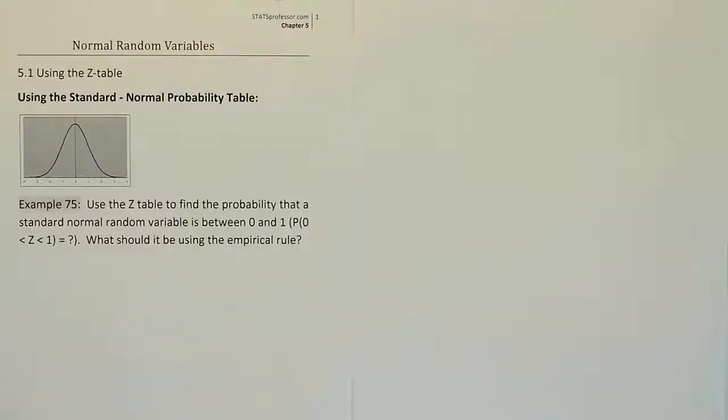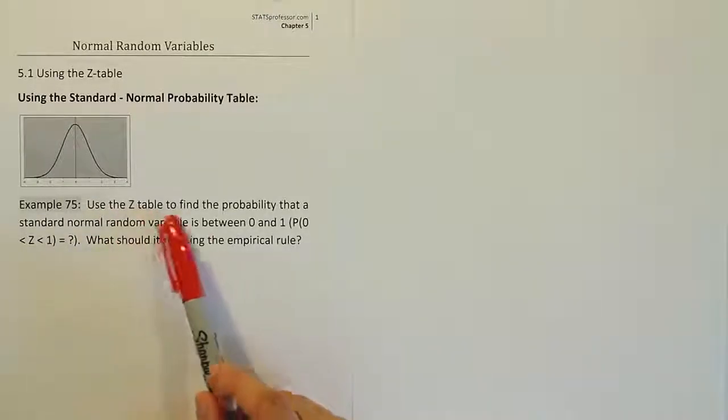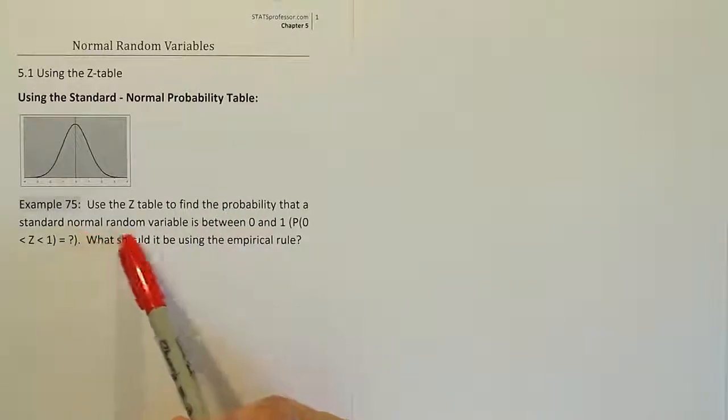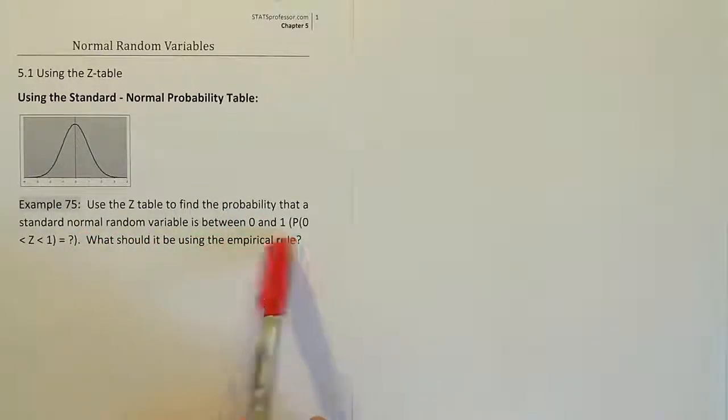Example 75. Use the z-table to find the probability that a standard normal random variable is between 0 and 1. What should it be using the empirical rule?